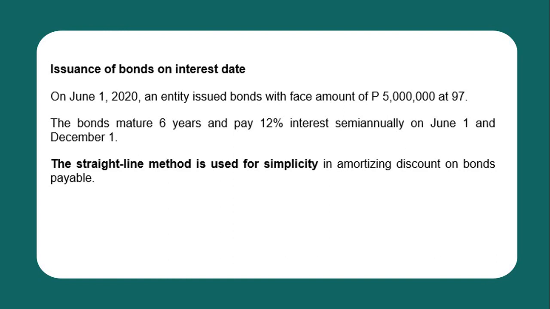The bonds mature in 6 years and pay interest semi-annually on June 1 and December 31. The straight line method is used for simplicity in amortizing the discount on bonds payable. If you notice, the bond is issued at 97, meaning less than 100. That means the bond is issued at a discount. The maturity period is 6 years, and the nominal interest rate is 12%.